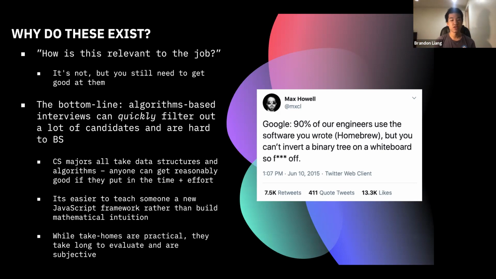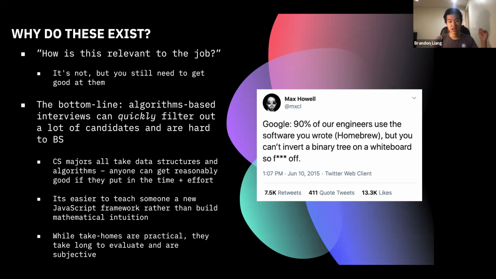Think about it like this. Every computer science major will have taken a course in data structures and algorithms. And data structures and algorithms is one of those fields where anybody can get reasonably good at if you put in time and effort, which makes it very attractive.